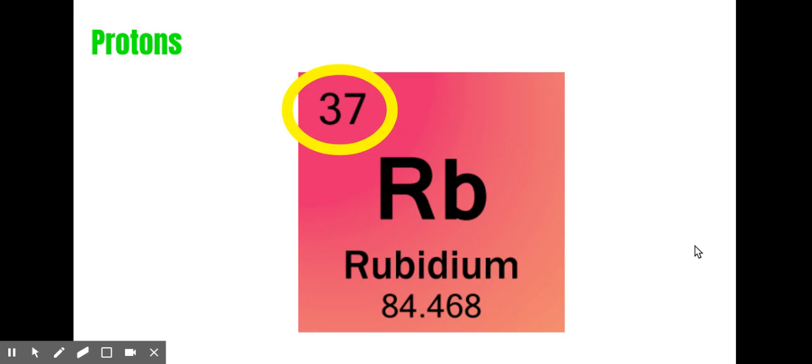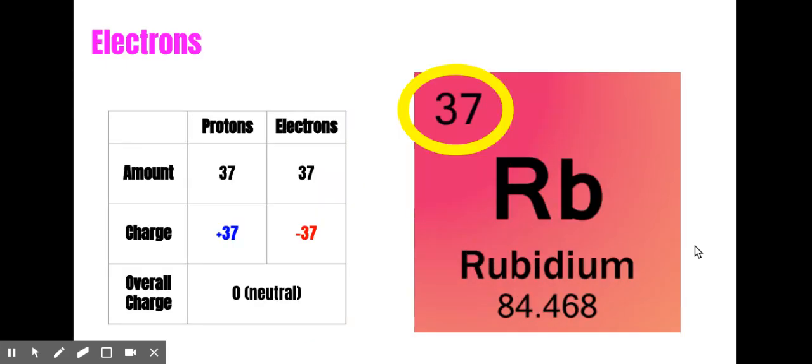Protons is the same thing as your atomic number. So for rubidium, you should have 37. Electrons actually is the same thing as your protons. And the reason why is because protons carry a positive charge. And that means if you have 37 protons, you're going to have a positive 37 charge from that particle. Well, we know atoms are neutral, so therefore we need the same number of negative parts. So to cancel out positive 37, we need negative 37.